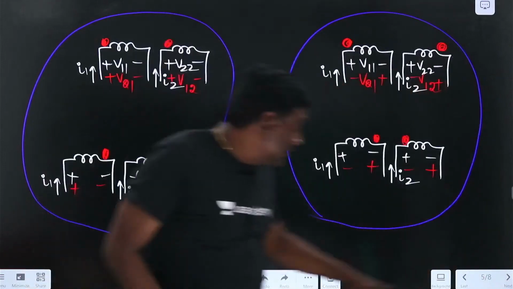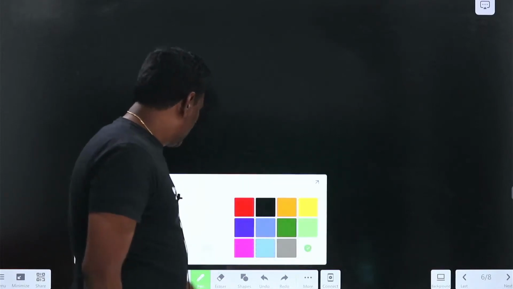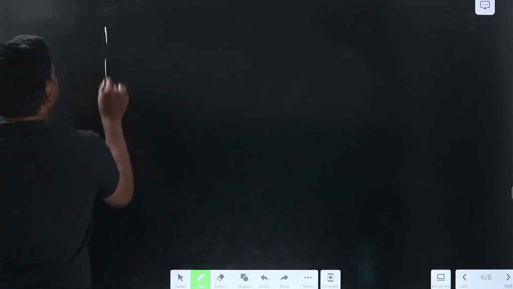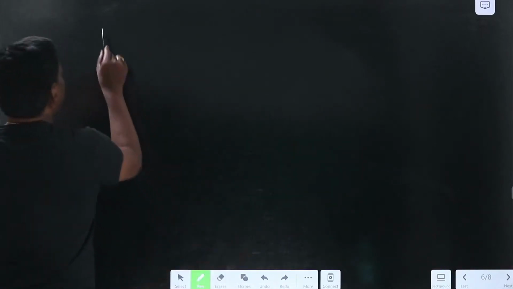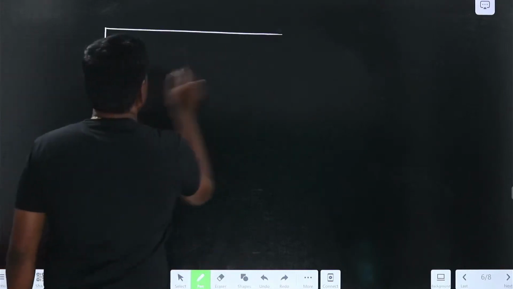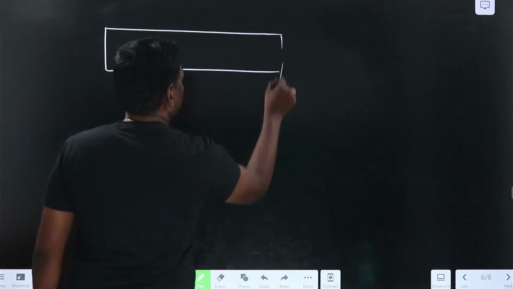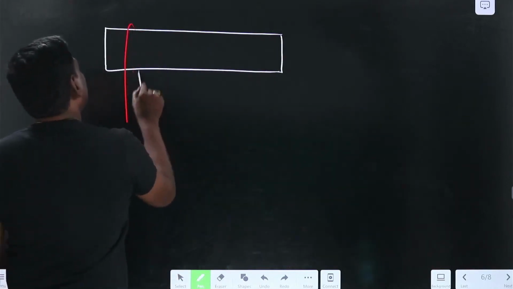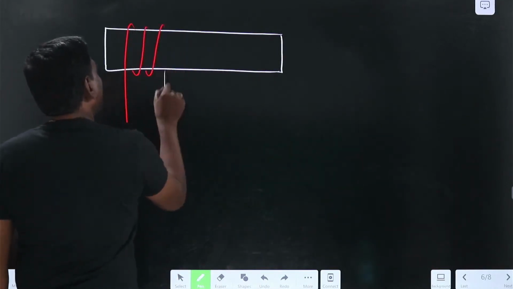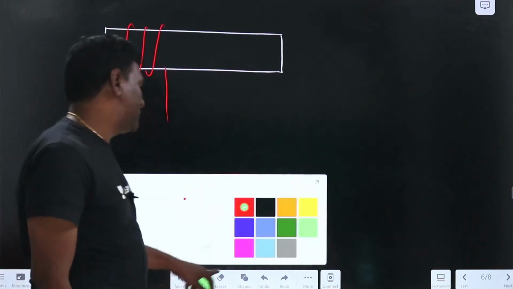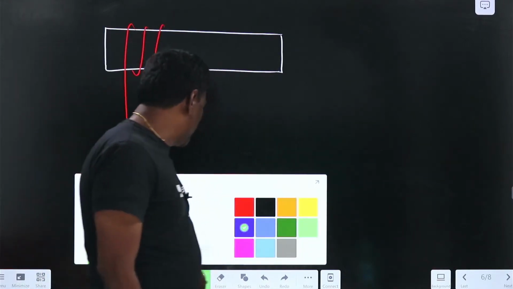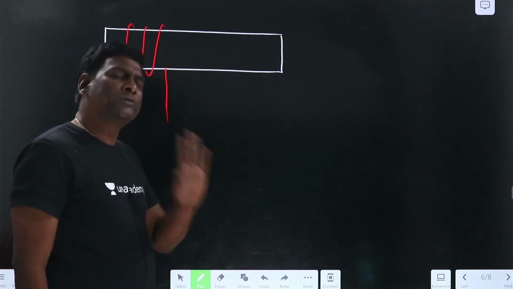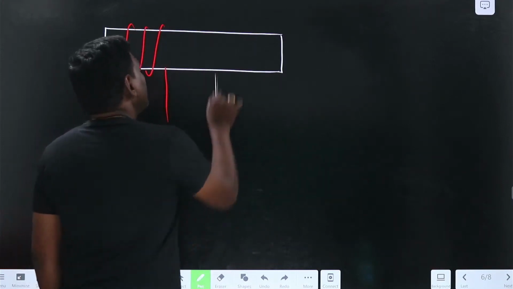Immediately after that, we have to derive one small funny equation. Let me derive that equation. This is the core, and in this case you need not bother about the polarities of induced voltage, because how to find the polarities depending upon the dots, all those things we know.